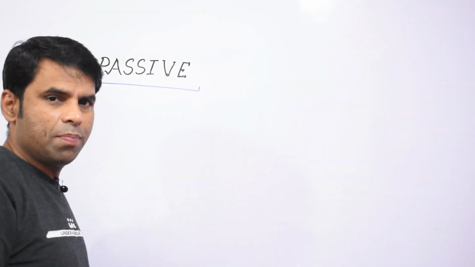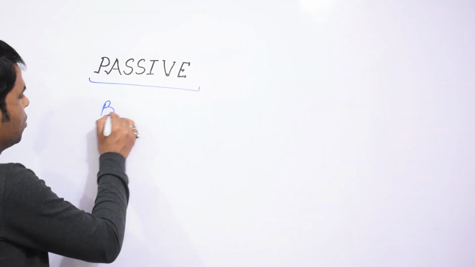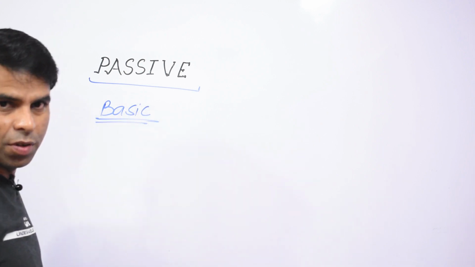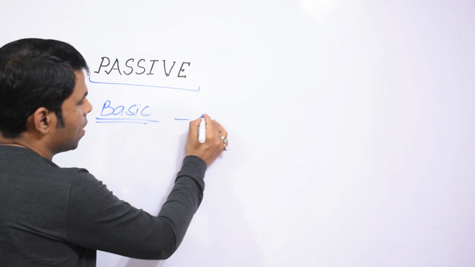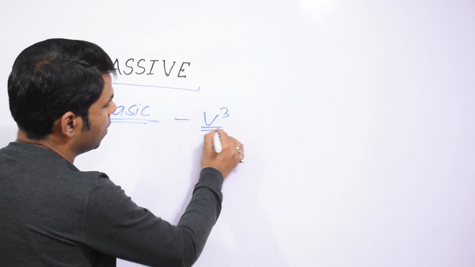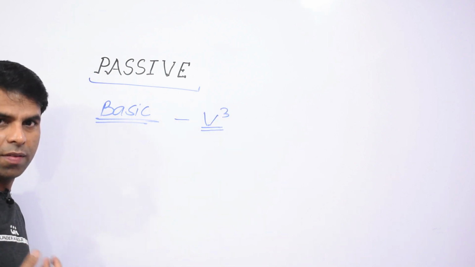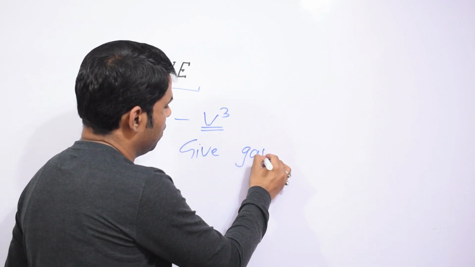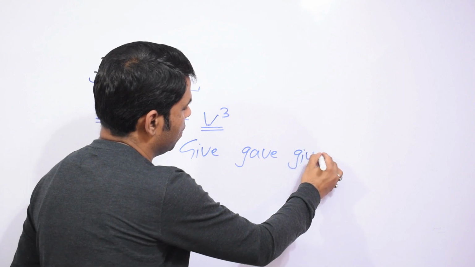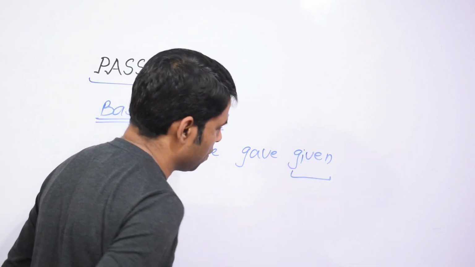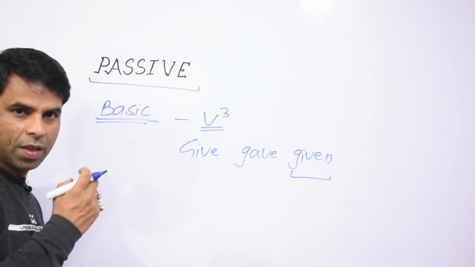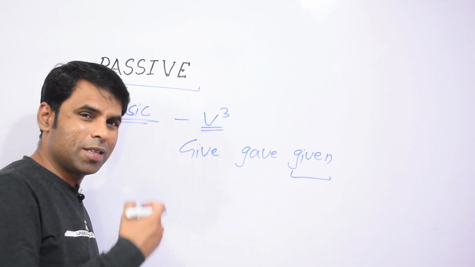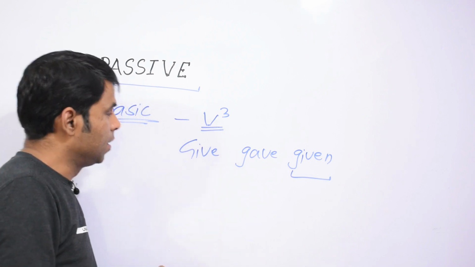Now let's talk about some basic information. With passive verbs we use the past participle form, the third form of the verb. So if I say give, gave, given, this is the past participle form. Here we use given. Or write, wrote, written, so we use written. Or play, played, played, so we use the third form, played.